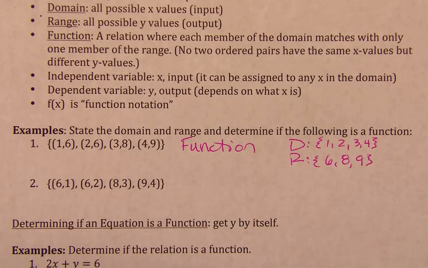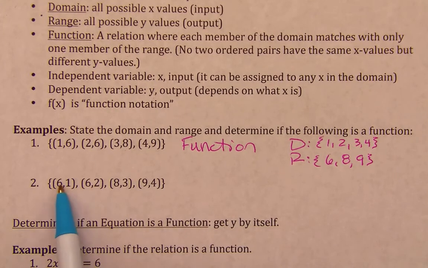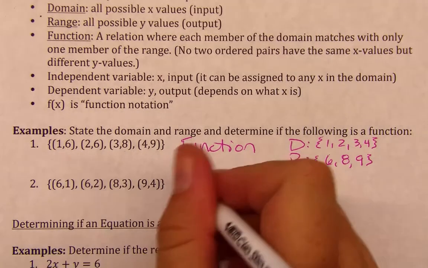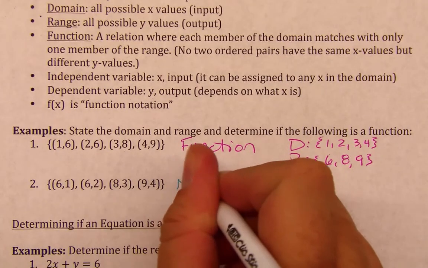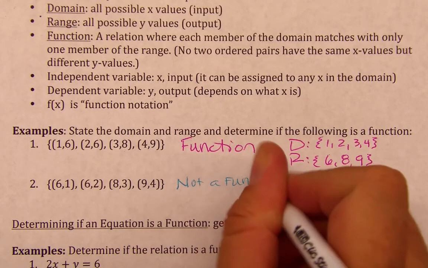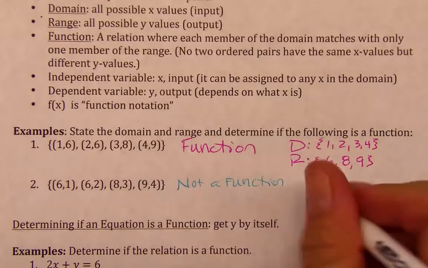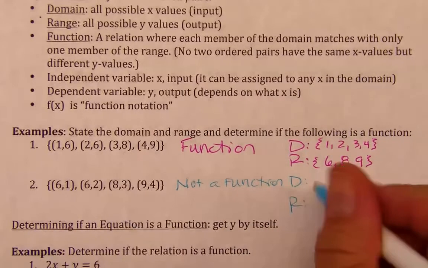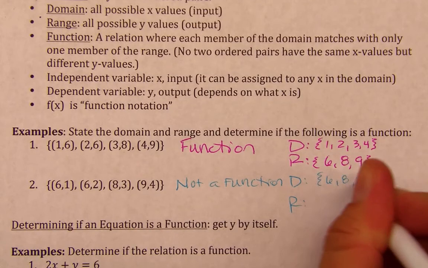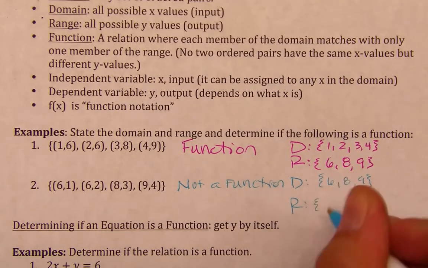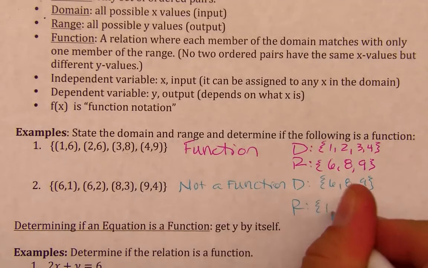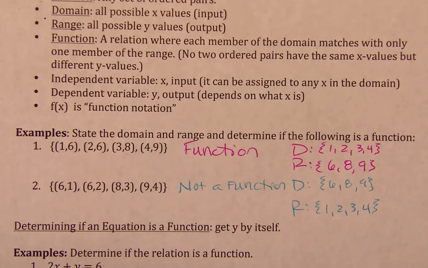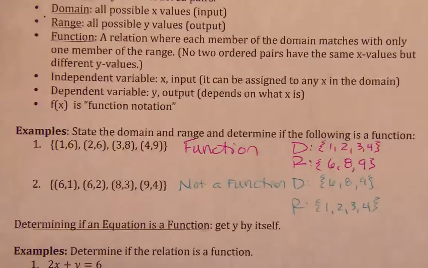Let's go ahead and look at the next one. And right off the bat, I know that it is not a function because this same x value here matches with two different y values, and that makes it not a function. Okay. We still need to state the domain and the range. So our domain here is 6, 8, and 9. And then our range is 1, 2, 3, and 4. And these two sets actually have a special relationship, but we'll talk more about that later.